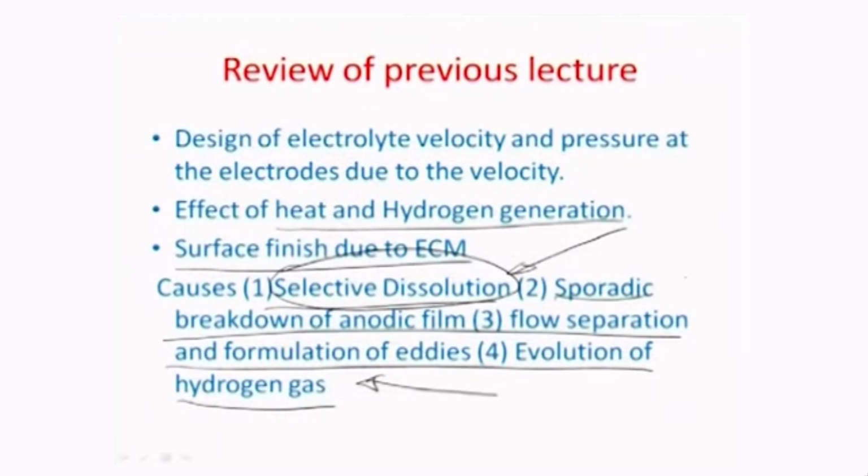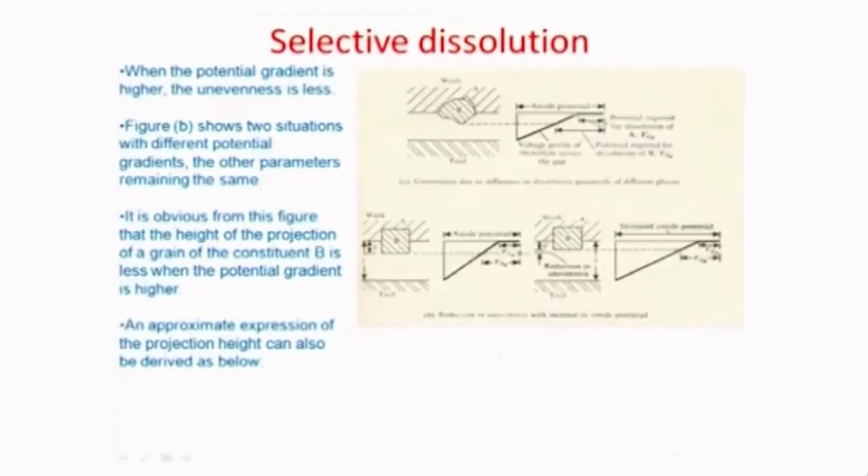The other fact is about the sporadic breakdown of anodic film, which we will see today, and all these different causes, from 2 to 4, we will try to evaluate today after a brief recap of the selective dissolution potential.